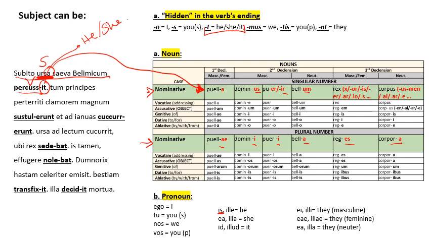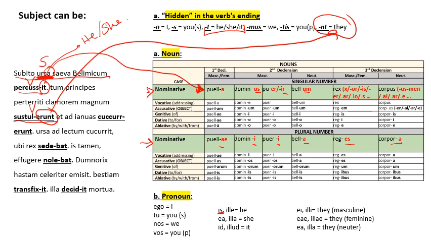Further down, we read sustulerunt. The first thing I do is look at the verb's ending, erunt. This ending means that the subject is they. It ends in nt. So I have to look in my sentence and see if I can find a noun in the plural, because they is plural. It's many. So let's see if we can find anything.